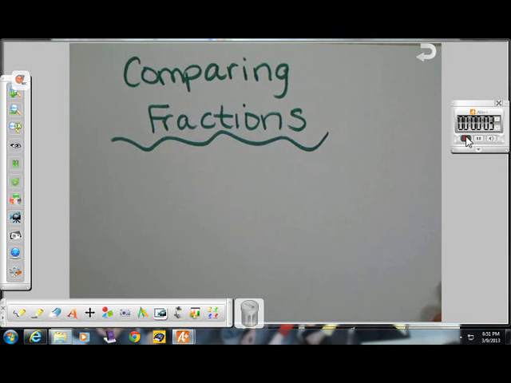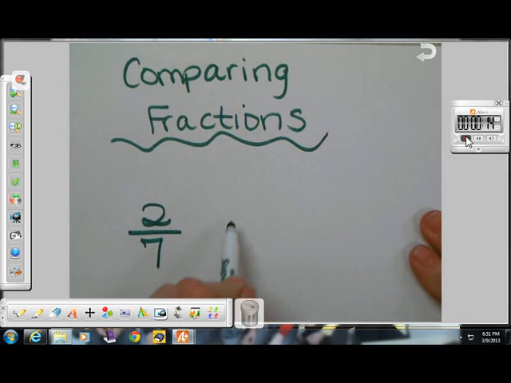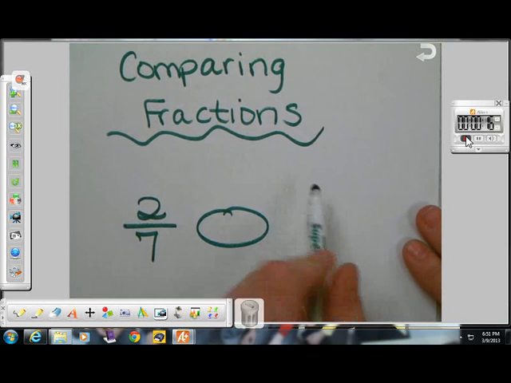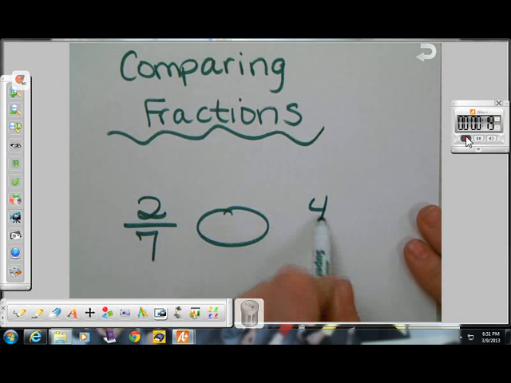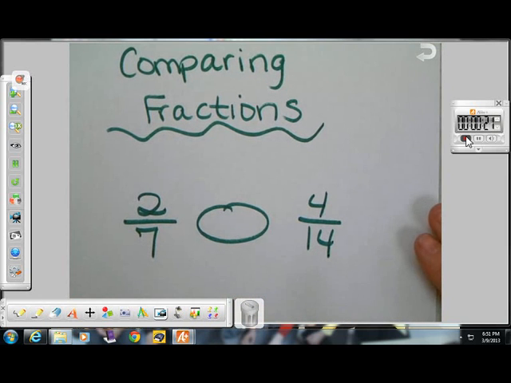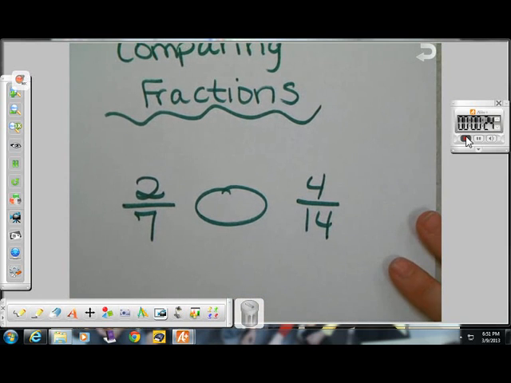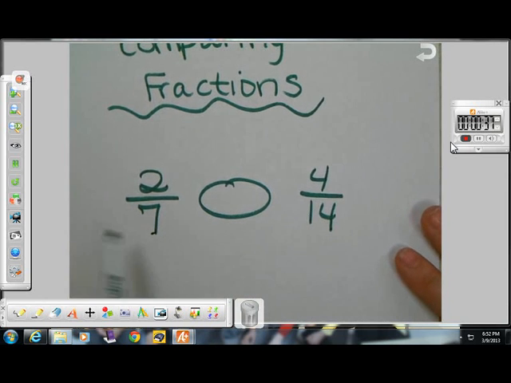If you don't have fraction strips available, or if it's difficult to draw a picture, you can compare fractions mathematically. For example, let's say we have 2/7 compared to 4/14. You have to find a common denominator, meaning you have to either change your 7 or your 14 to match the other fraction. I'm going to choose to change my 7th into a 14th. That way I can find an equivalent fraction over here and make a common denominator.